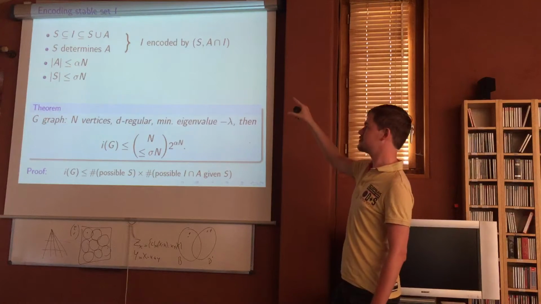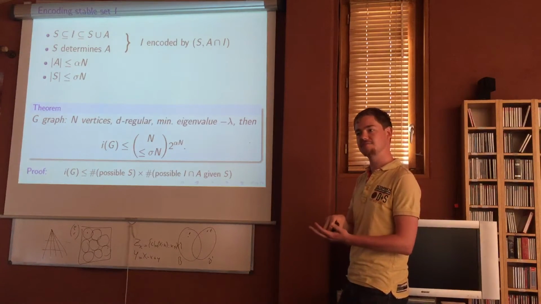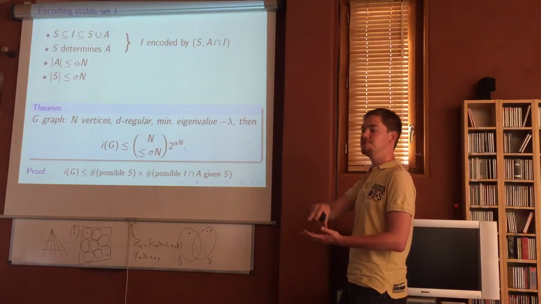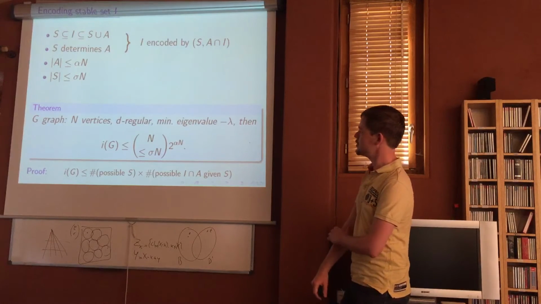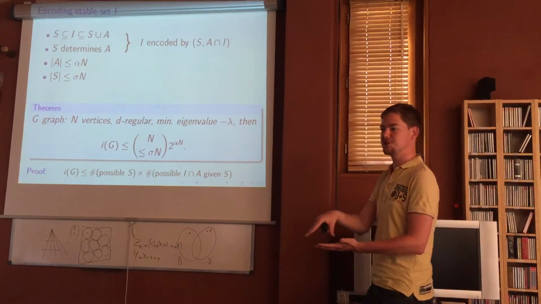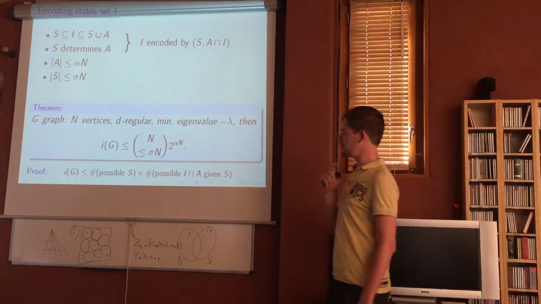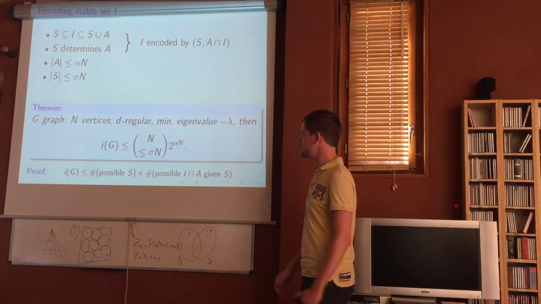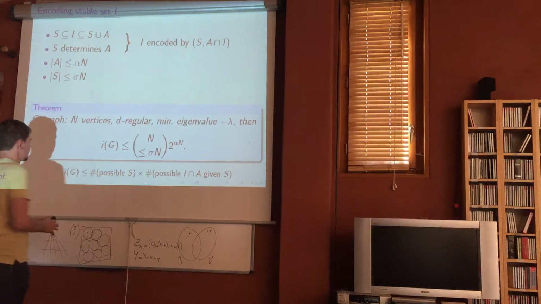This means that the stable set that I've tried to encode is now encoded by S, and the remaining stable vertices that are in set A. So this is a small description of the stable set, and this gives the upper bound that we have. So the proof is here.